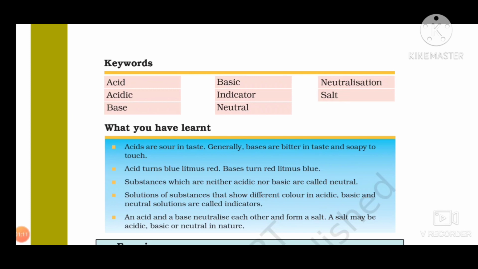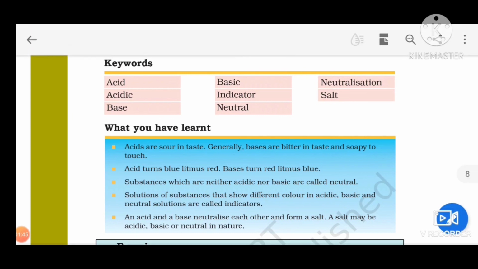Solutions of substances that show different colors in acidic, basic and neutral solutions are called indicators. There are several natural indicators like litmus, China rose and turmeric, whereas among the chemicals which we use in a laboratory, phenolphthalein is one. An acid and a base neutralize each other to form a salt. A salt may be acidic, basic, or neutral in nature.